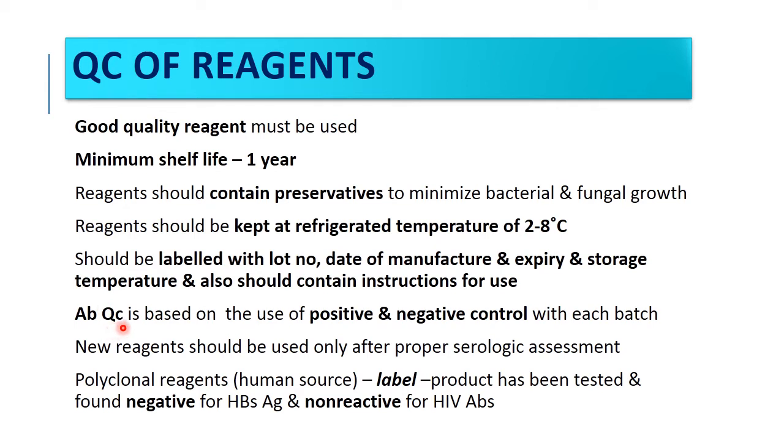Antibody quality control is based on the usage of the positive as well as the negative controls. Whatever controls are given in each batch or lot should be run before running the samples with the respective reagents. New reagents should be used only after proper serological assessment. And if you have reagents of human source, that means the reagents are extracted from human beings itself, it should also contain a label specifying that the HBsAg antigen as well as HIV antibodies remain negative in those reagents.